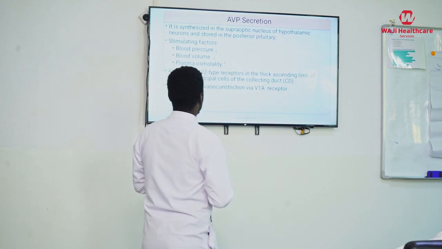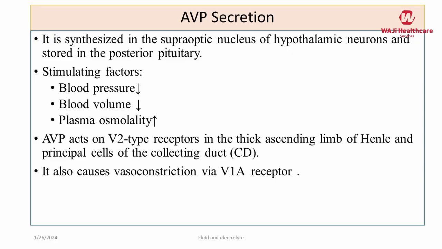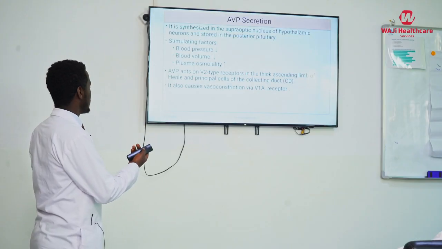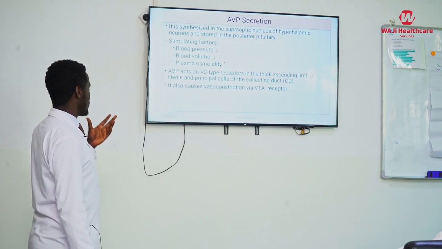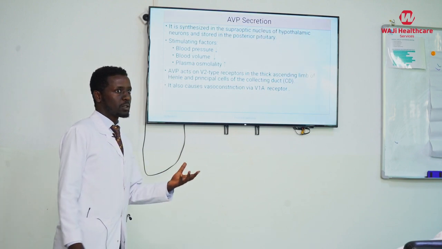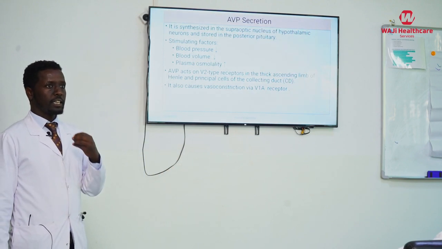So just to highlight AVP: AVP and ADH are the same thing, antidiuretic hormone. It is usually synthesized in the hypothalamus and stored in the posterior pituitary. It is a hormone, and what are the stimulating factors for AVP release? Blood pressure drop, blood volume loss, and plasma osmolality. Its major role is keeping hydration.